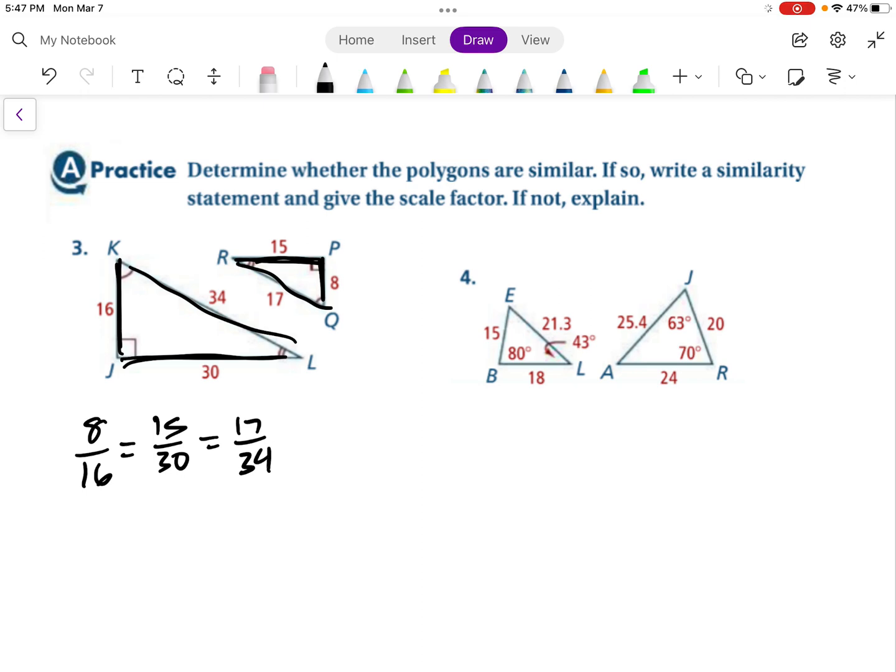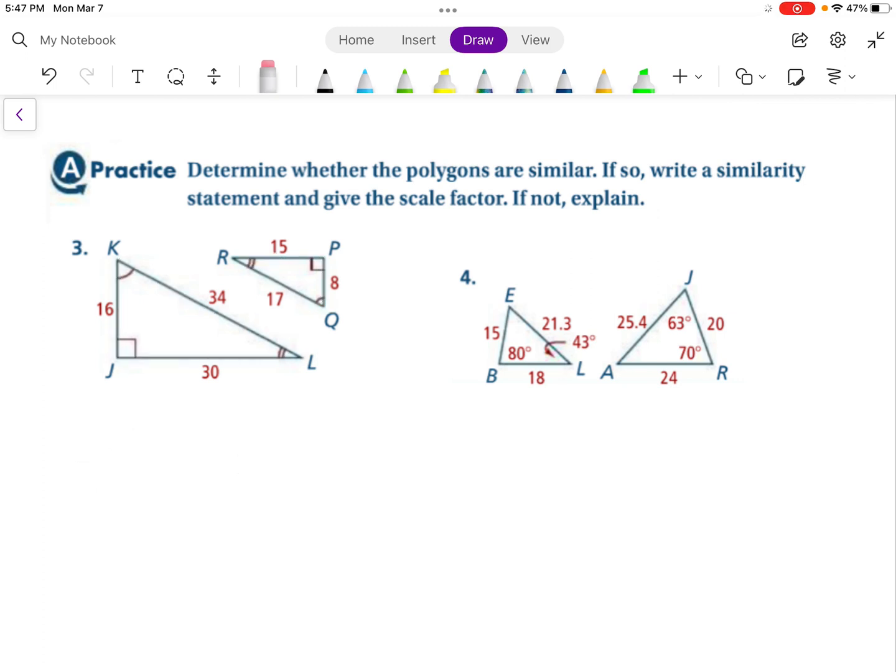So the question is, are those proportional? Well, if I reduce all those, they come out to be 1/2. So they are equal. So we just showed the corresponding angles are congruent and the sides are proportional. Okay, let's write our similarity statement then. So just pick one of the triangles. It doesn't matter which one. So I'm going to pick the first one and call it KJL.